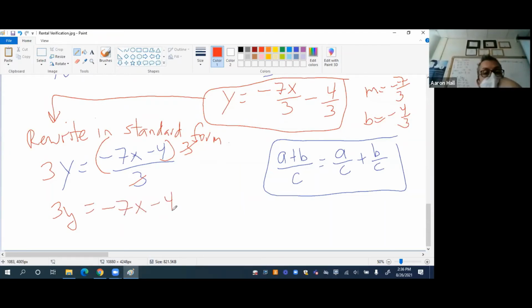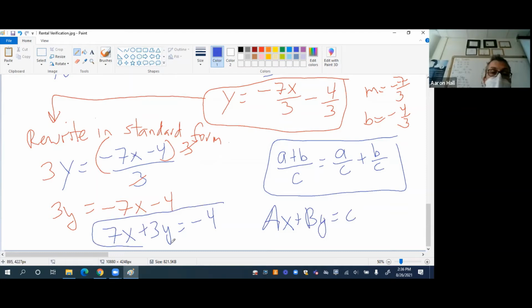Now what? Yeah, just add 7x to both sides, and that's going to give me 7x plus 3y equals negative 4. Are we done? Yeah. That's of the form ax plus by equals c. So we're done. That is the answer.